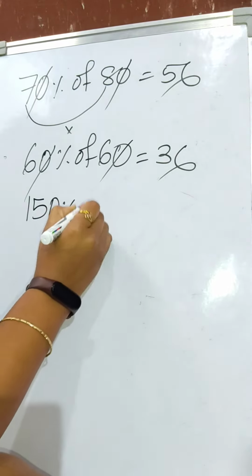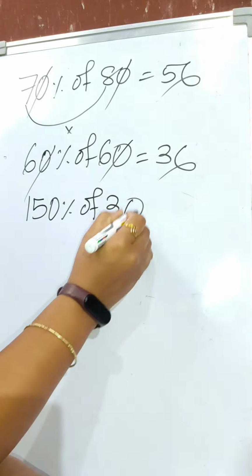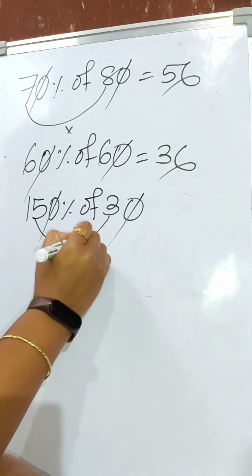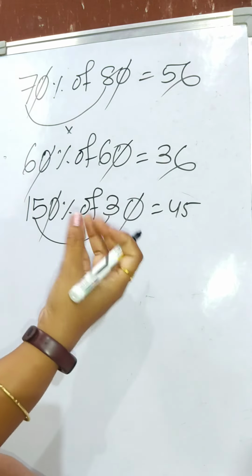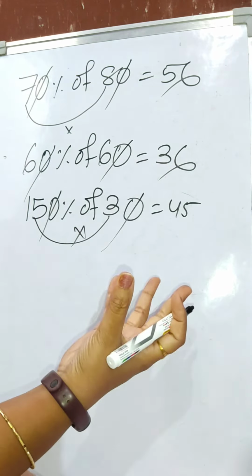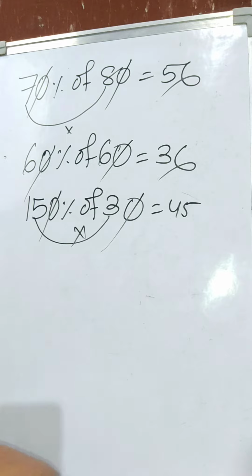Next, 150% of 30. Cancel out 0 0. You will get 15 3s are 45. So easily and in a very short period of time, in a fraction of a second, we can solve it mentally.